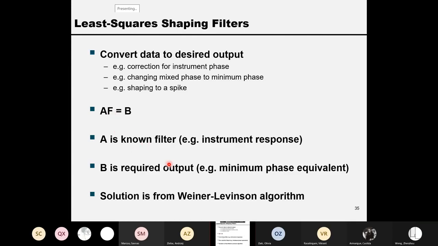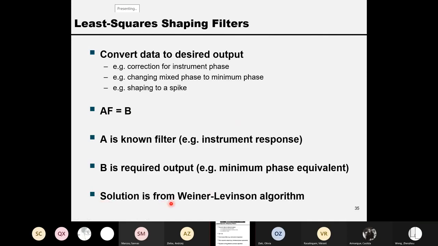Right? Okay, so in this case, we have A as the known filter because, for example, you know your instrument. Because you have used the instrument many times, you know exactly what the instrument response is. If you do not have a source, if you didn't hit any source in the field, and you record your data, that data really means the instrument response. You see that? It's easy to get the A, which is the instrument response, and you try to create this.